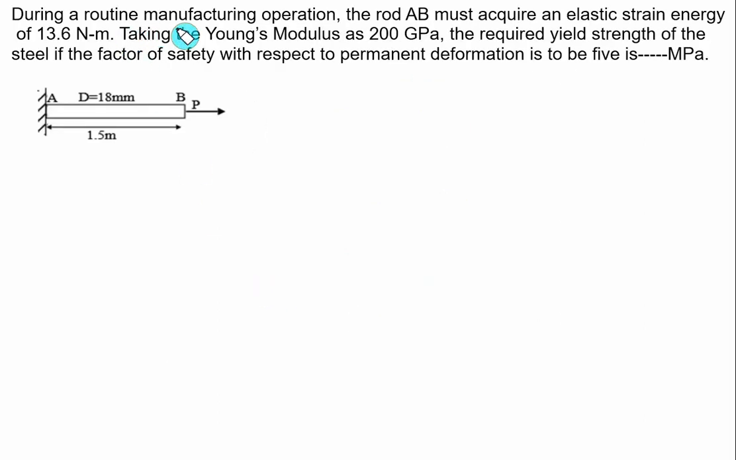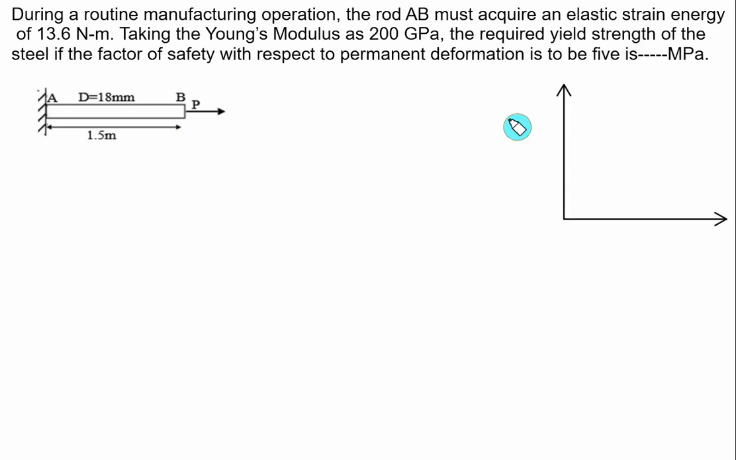During a routine manufacturing operation, the rod AB must acquire an elastic strain energy of 13.6 Newton meter. Taking Young's modulus as 200 gigapascal, we have to calculate the required yield strength of the steel in megapascal, if the factor of safety with respect to permanent deformation is to be 5 times. We have given here a circular rod of diameter 18 mm, length equal to 1.5 m, and the load P is applied.